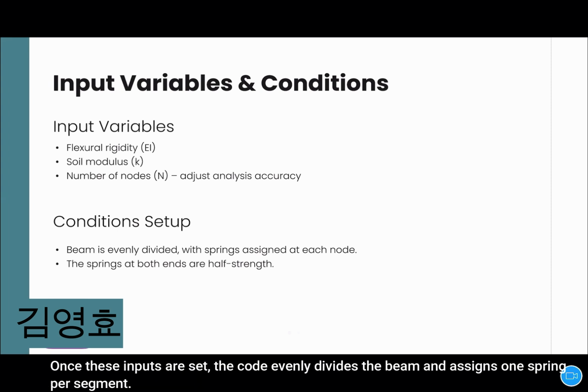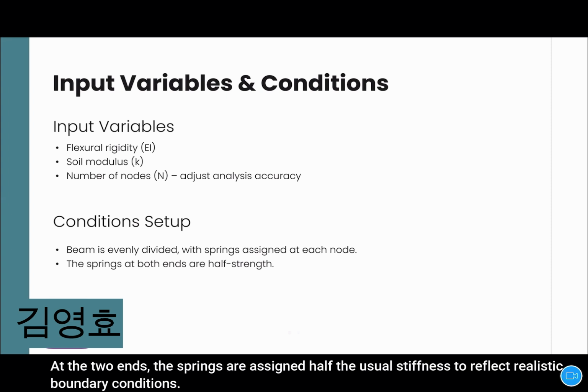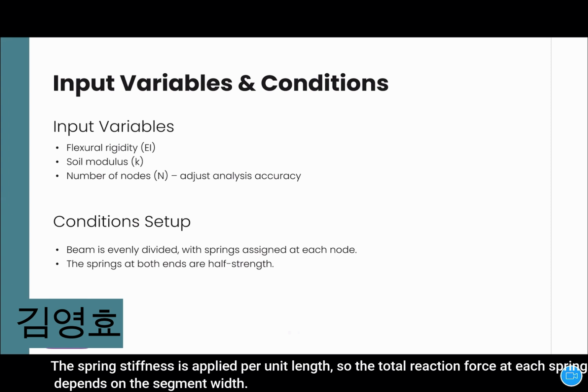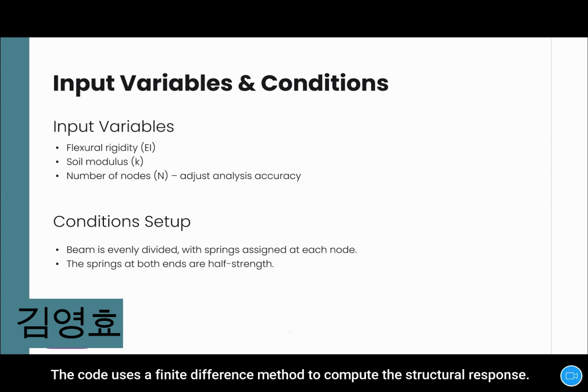Once these inputs are set, the code evenly divides the beam and assigns one spring per segment. At the two ends, the springs are assigned half the user-defined stiffness to reflect realistic boundary conditions. The spring stiffness is applied per unit length, so the total reaction force at each spring depends on the segment width. The code uses the finite difference method to compute the structural response.